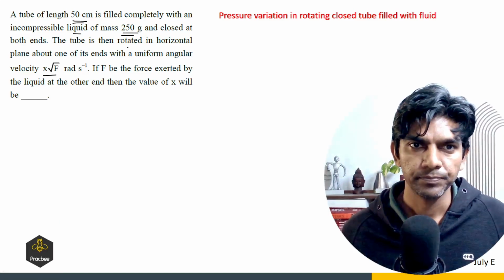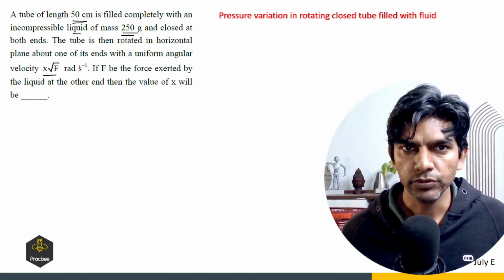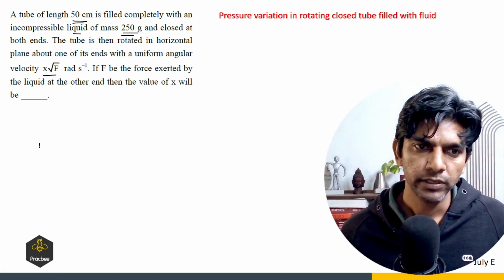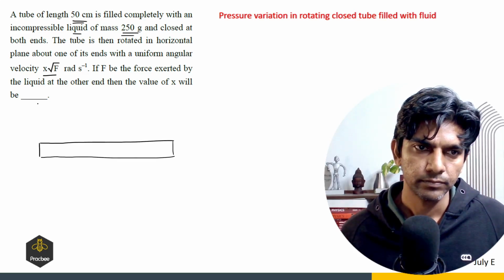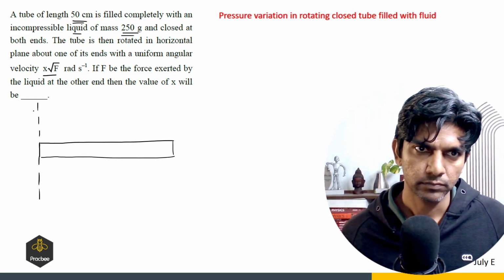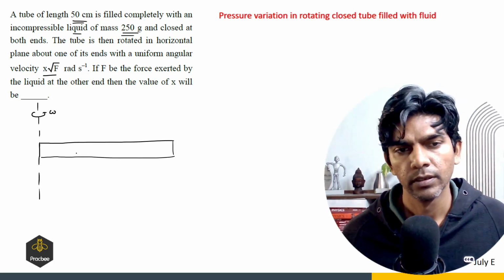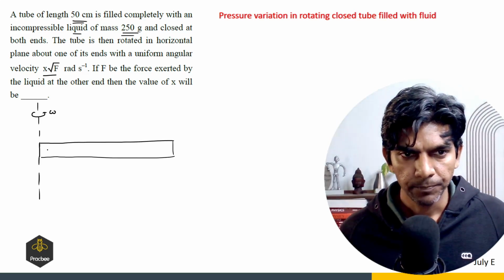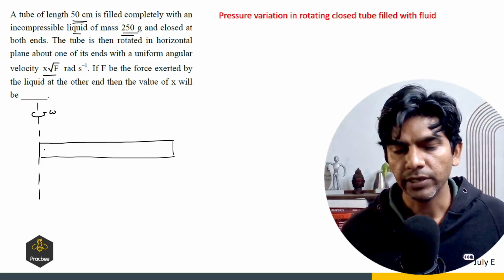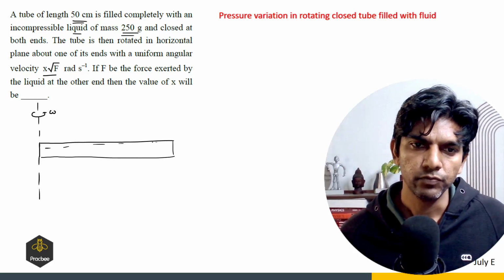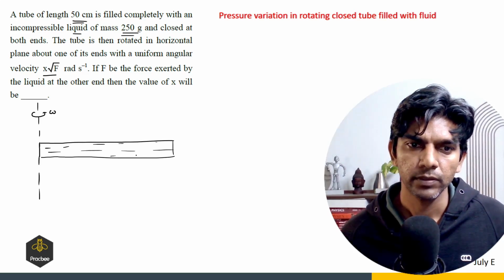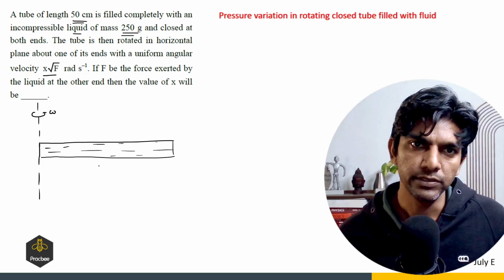So we have a closed tube, right? So there is a closed tube which is rotating in a horizontal plane with a constant angular velocity omega. Now, in this case, the pressure will be variable inside the tube. It has some liquid, and the mass of the liquid is given as 250 grams.